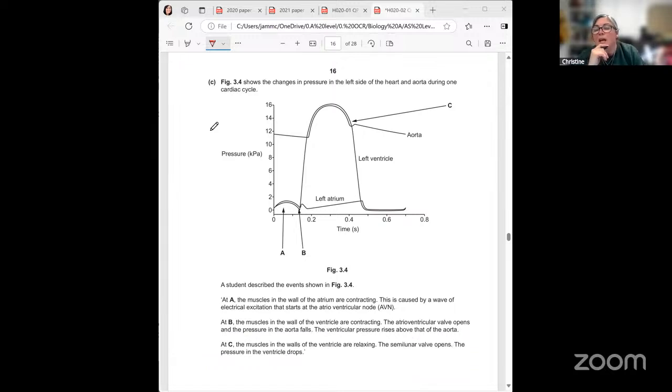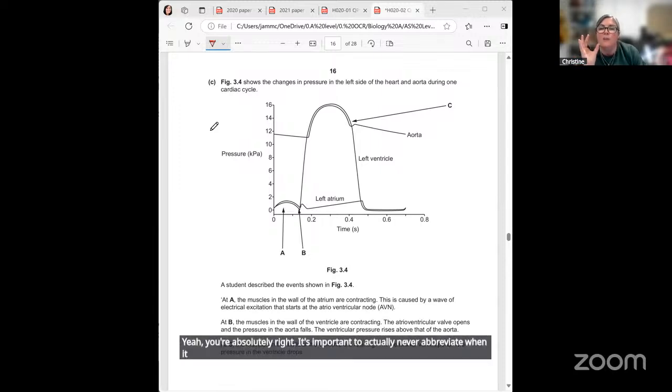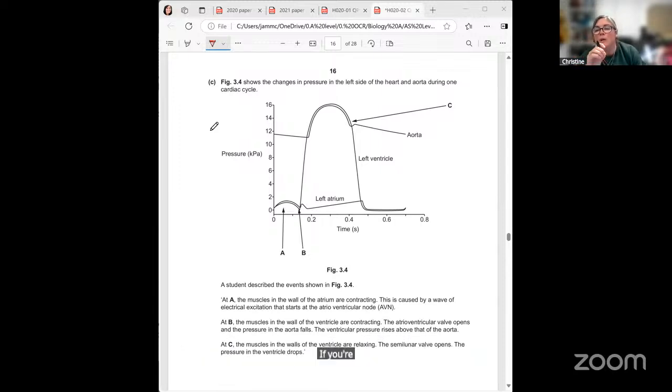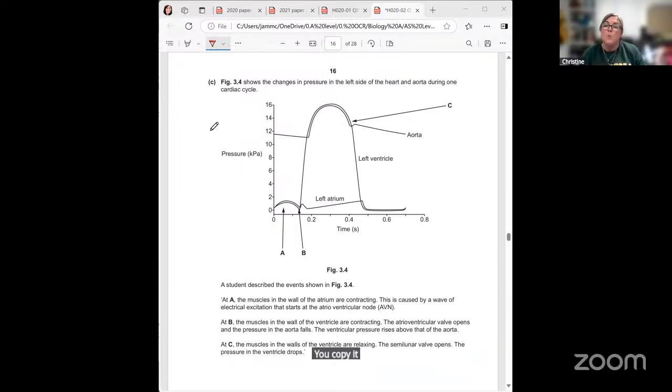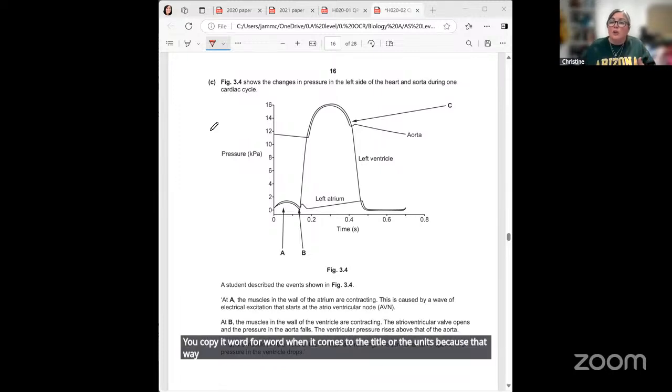Yeah, you're absolutely right. It's important to never abbreviate when it comes to graphs. If you're writing a conclusion or taking data from the table, I would state never abbreviate at all. Don't get yourself into a bad habit of abbreviating. Always write it in full, exactly whatever's in the table, exactly whatever's in the graph. You copy it word for word when it comes to the title or the units, because that way you're guaranteeing you're not going to lose a marking point there.